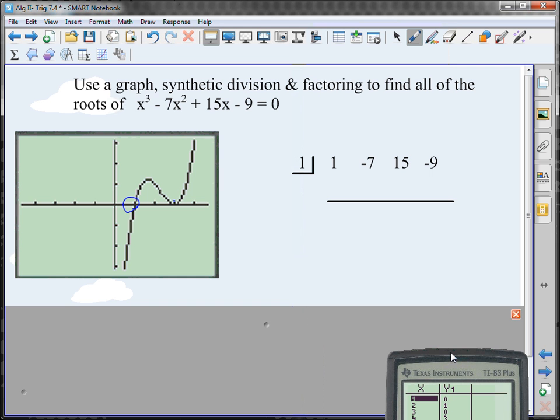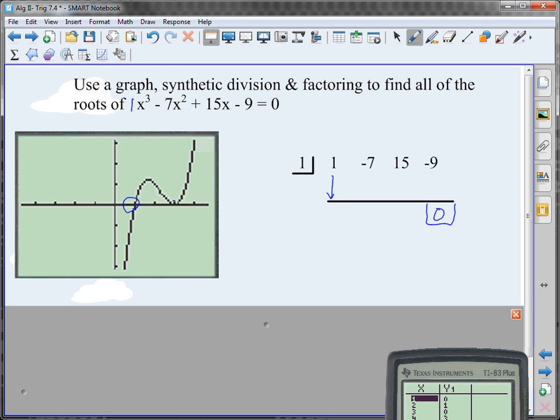Now I use synthetic division. That's a 1. That's a negative 7. That's a 15. That's a negative 9. That is my 0. 1. Box goes over here. What should I get here? Why? Because this was a 0.